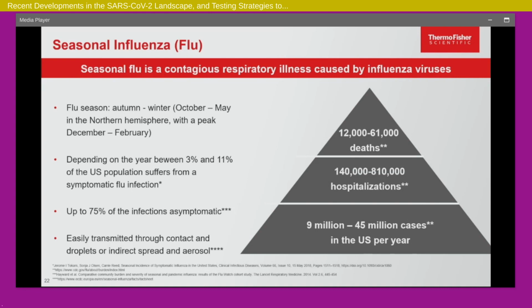Interesting, if we look at the statistics, in a bad year we'll get up to 45 million cases per year in the US. So it's not a minor number, and this happens every year. Last year was a sort of anomaly, an abnormality. Some people said, oh, flu is gone. It's not gone, it's dormant. But up to 45 million cases can happen a year, with up to about 800,000 hospitalizations and 61,000 deaths in a bad flu season.